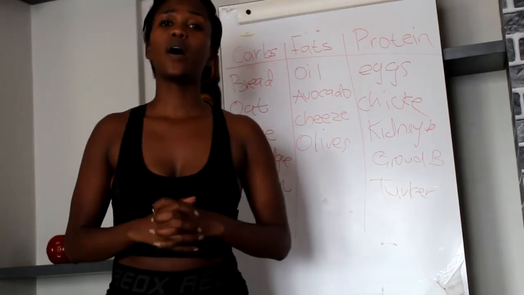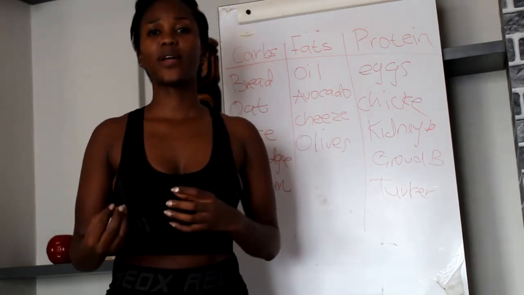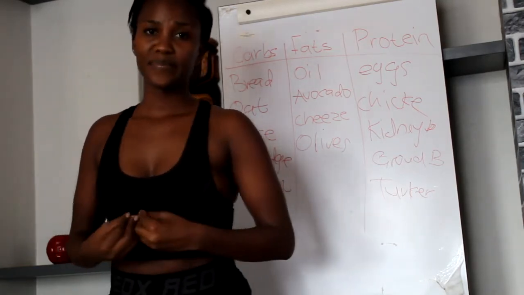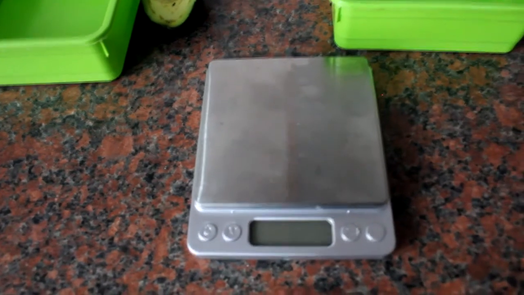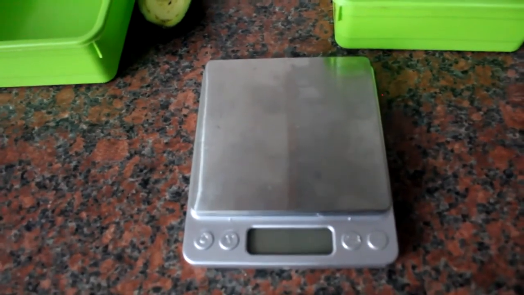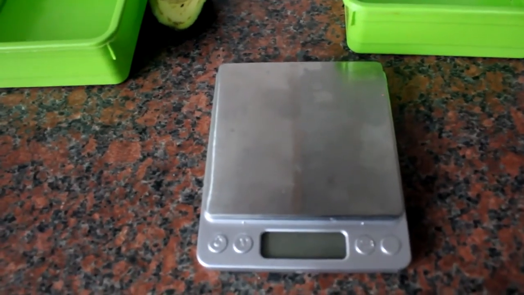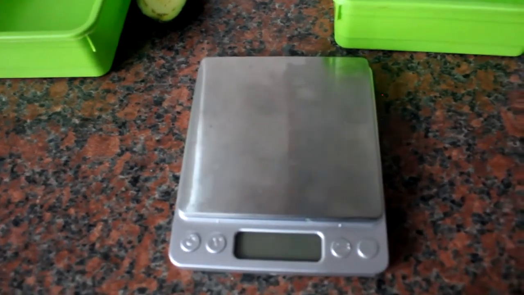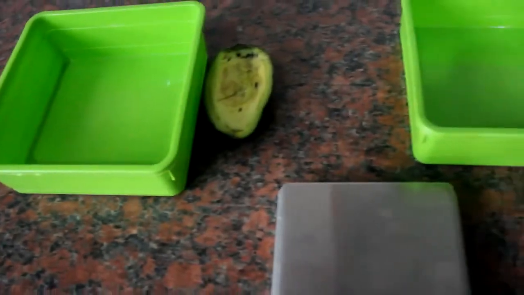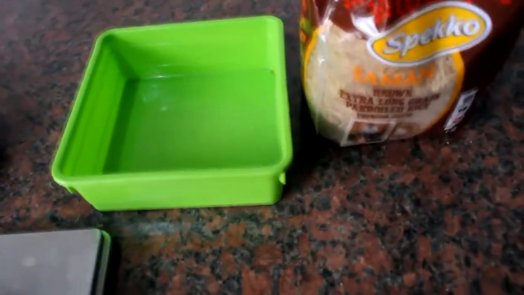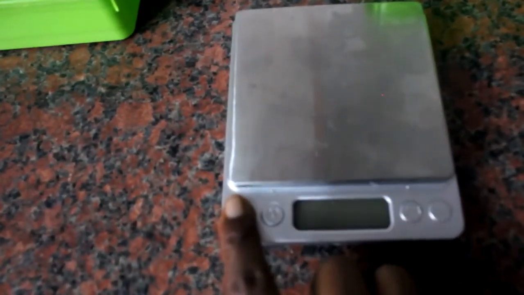Now I'm going to show you how to calculate grams on a scale. Right, here we have a food scale. You can find this scale in Clicks, Dischem, or even online. They are usually inexpensive. Today we're going to be measuring avocado, which is a fat, and our Speckled brown rice, which is a carb.